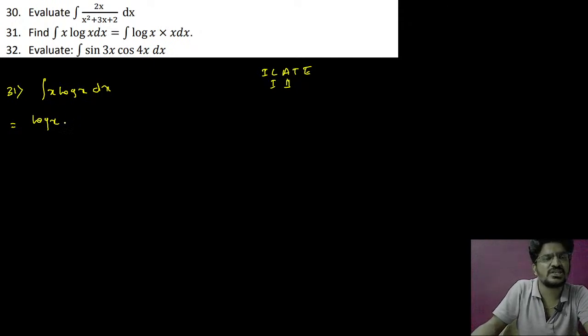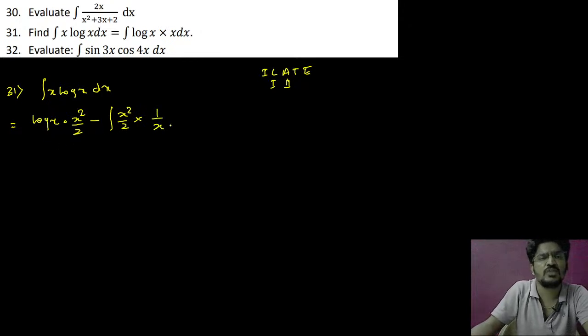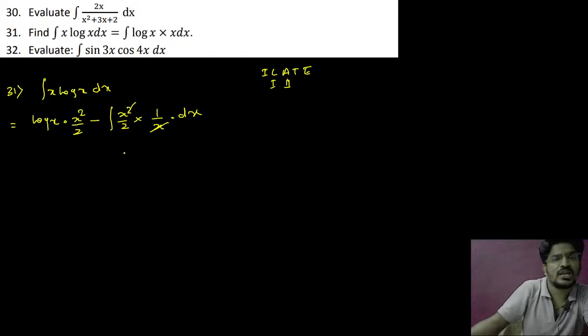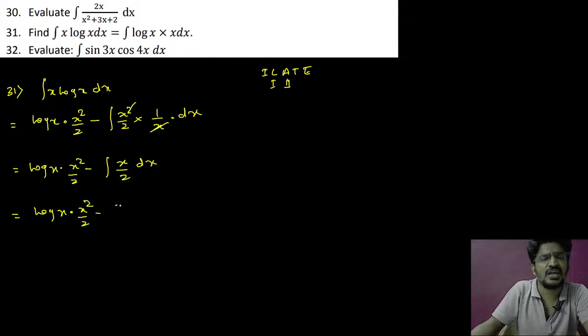We will integrate x, that is going to be x square by 2, minus integration of x square by 2, which we have to write as it is, multiplied with the differentiation of log x, which is 1 by x, with respect to dx. So x gets cancelled and the remaining term is integration of x by 2 with respect to dx. So that will be log x into x square by 2, minus, integrating again, x square by 4 plus c.